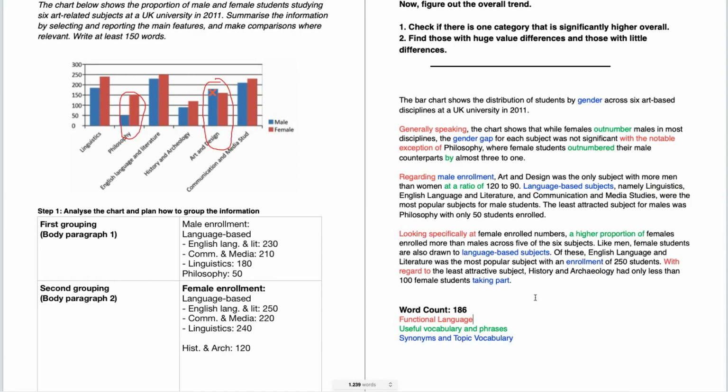Now, when it comes to scoring, remember we have 4 things to look at. Task achievement. So basically we have achieved the task at hand because we have answered this writing prompt. We've written at least 150 words, and we have really talked about the main features of this bar chart. Our coherence and cohesion is perfect because we used our outline correctly. So we have a very nice introduction, an overview, and then we've gone into detail with our 2 groups.